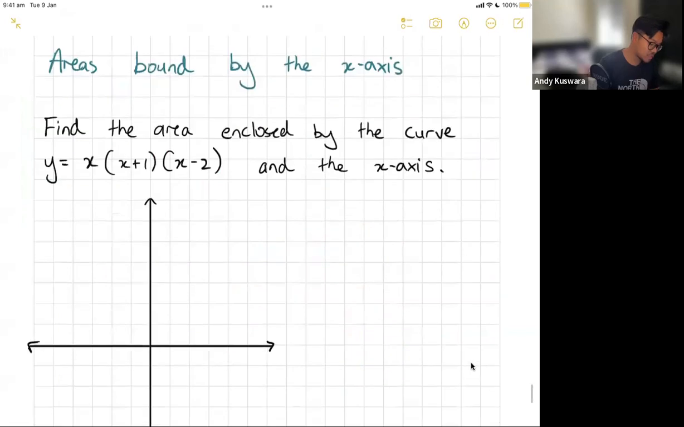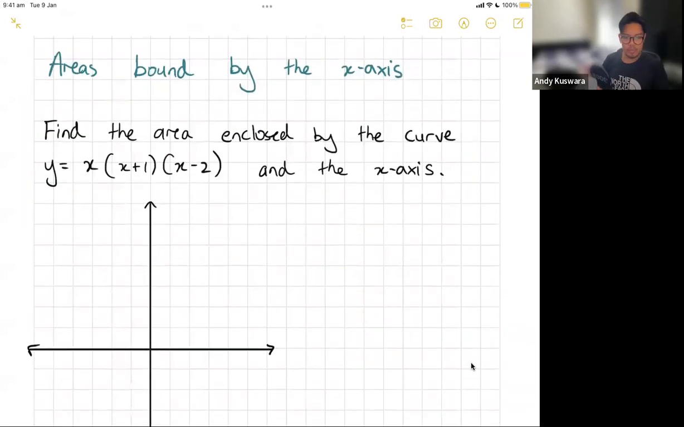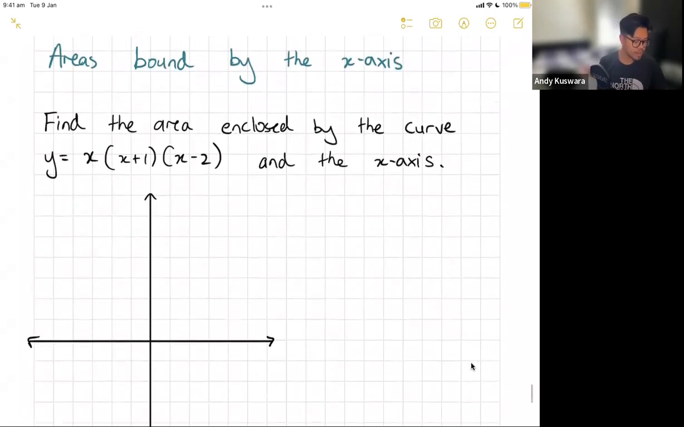So let's start with areas bound by the x-axis. This one will by far be your most common question. The y-axis does not come up nearly as often, but you need to know it because sometimes it does. For this one, they've given you a question and they'll say something like this. Heads up, I've given you a slightly more difficult question. Areas bound by the x-axis: find the area enclosed by the curve y = x(x + 1)(x - 2) and the x-axis.